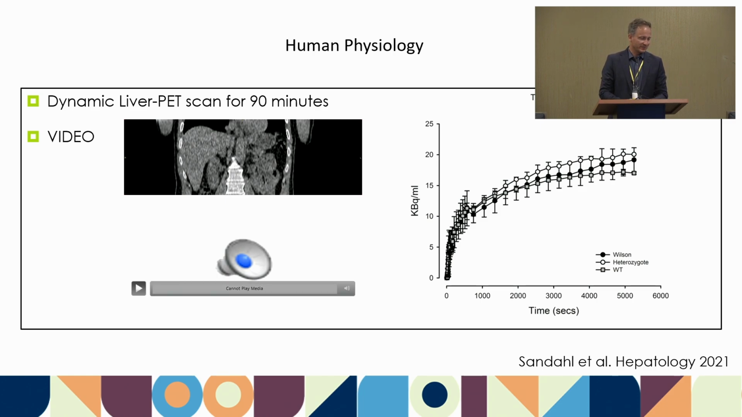Well, it would have been a very nice video showing you what happens for the first 90 minutes when you inject copper directly into the veins. It basically shows all the copper going to the liver. And on the right, you see the graph showing that it does so at the same speed, whether or not you have Wilson's. This is what we expected, because this has nothing to do with ATP7B. It's going into the liver, and the problem in Wilson's is getting out of the liver. So that's what we expected.